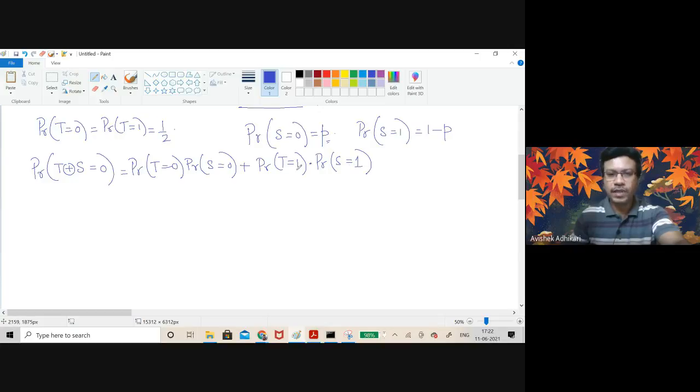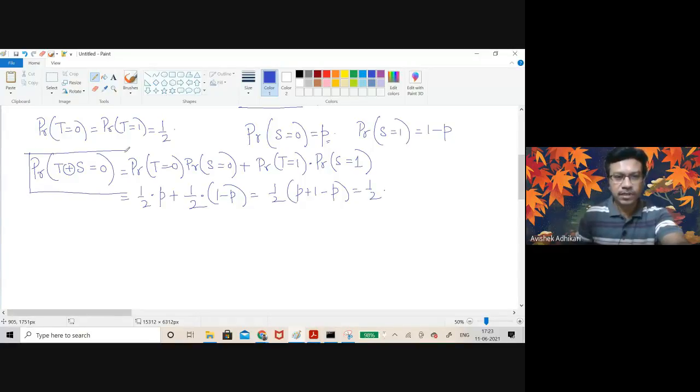That means if both of them are 1, then only it could be 0, or both of them are 0, then only it could be 0. Now, if I put this value, probability of t to be 0 is half. Half into s to be 0 is p, plus half into 1 minus p. And if I take half common, then p plus 1 minus p becomes 1. And that's a very interesting observation. The probability of this is exactly half. That means that becomes random.